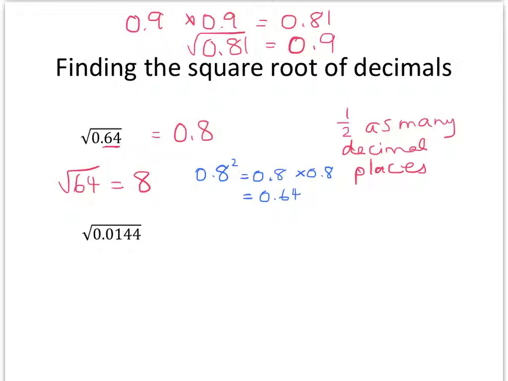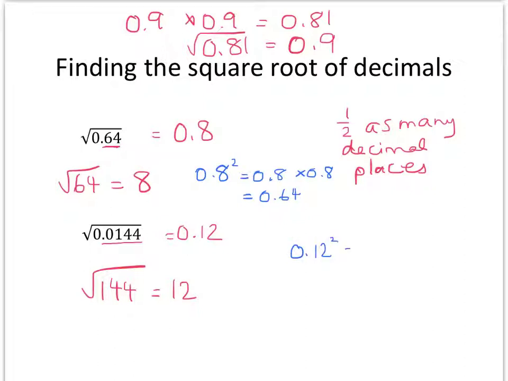Let's try a second example. So I've got the square root of 0.0144. So let's just look at those digits there and take the square root of 144, which is 12. Okay, now in this one I have 4 decimal places in the question, so I need half as many decimal places in my answer, so I need 2 decimal places in my answer. So instead of 12, I'm going to have 0.12.